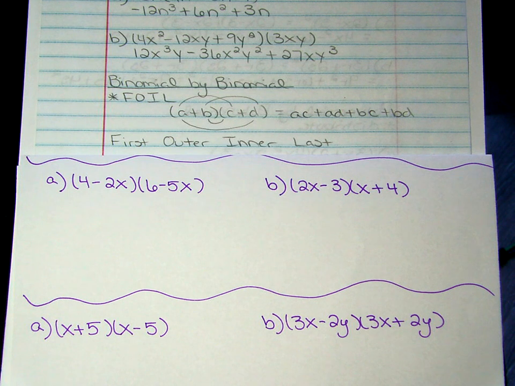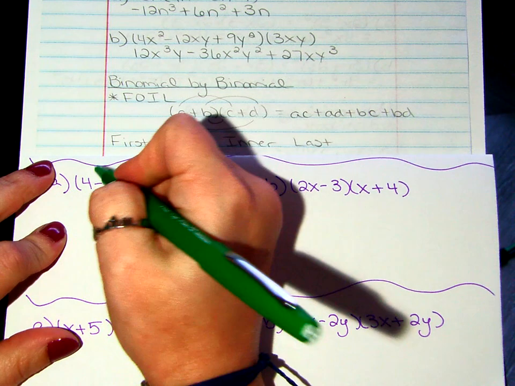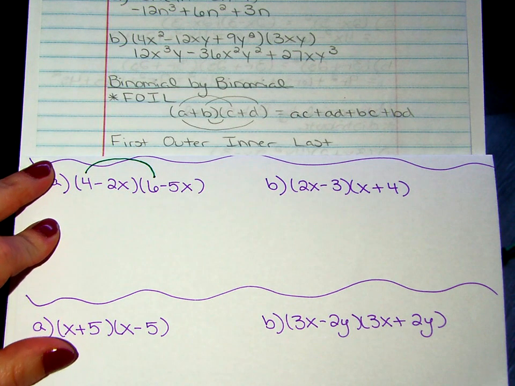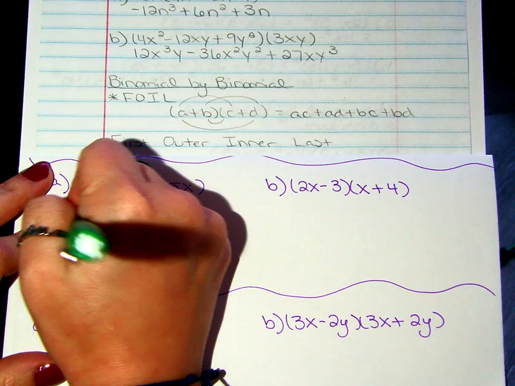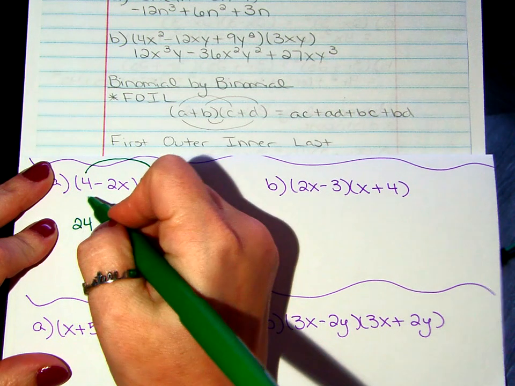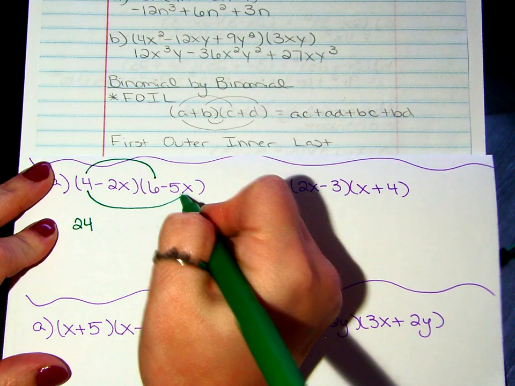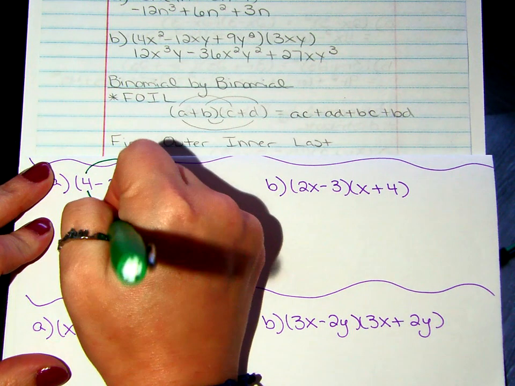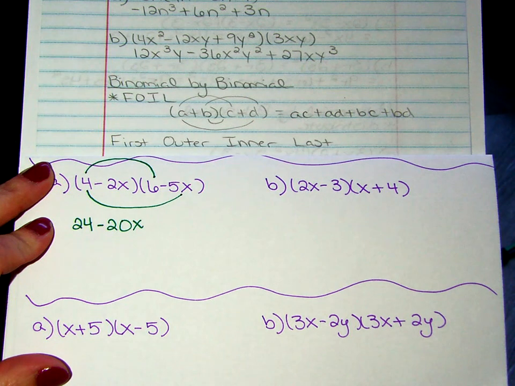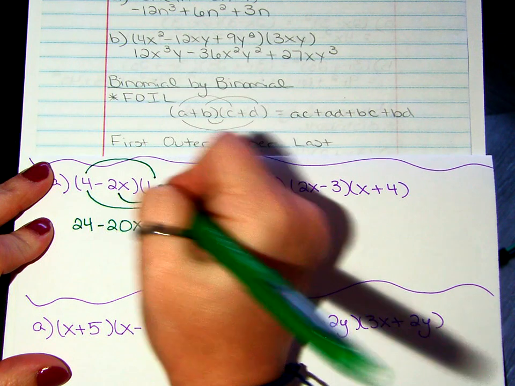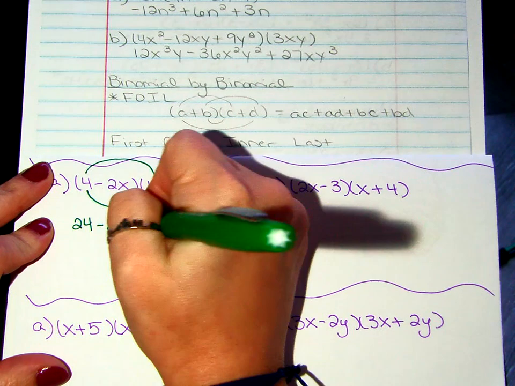So FOIL is first, so I'm going to take my first terms and multiply them together. 4 times 6 is 24. Then I take my outer terms. That'll be 4 times a negative 5x, which gives me a negative 20x. Then you do your inner terms. A negative 2x and a positive 6 will give me a negative 12x.